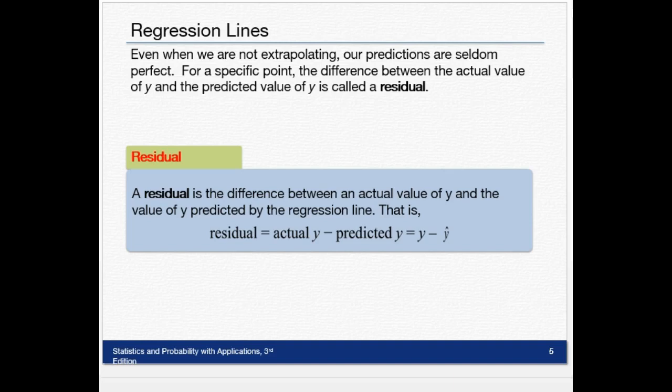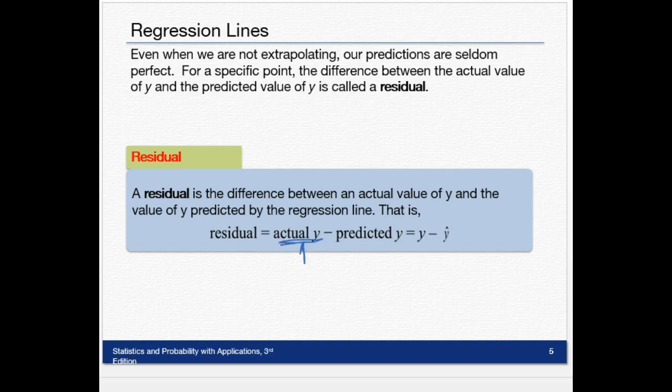So even when we're not extrapolating, our predictions are seldom perfect. For a specific point, the difference between the actual value of y and the predicted value of y is a residual. Okay, a residual is the difference between actual and predicted. So here's the formula. Write this down. Residual equals the actual y.